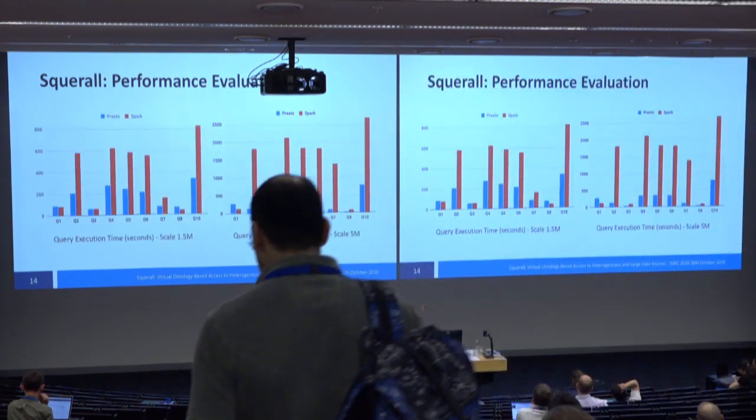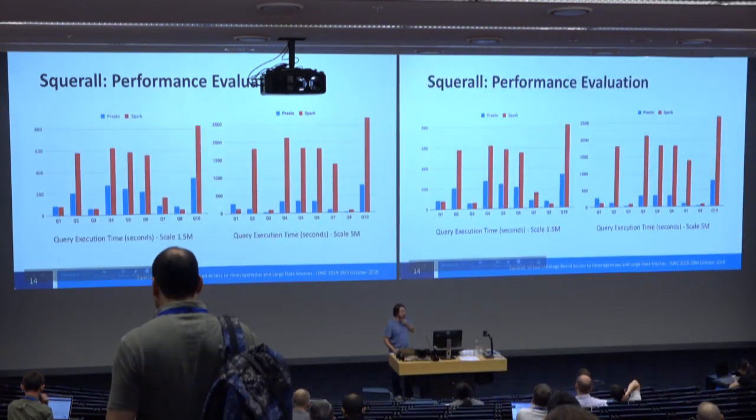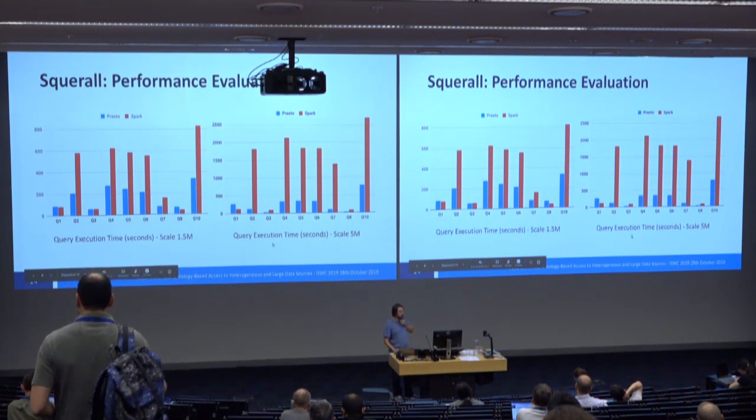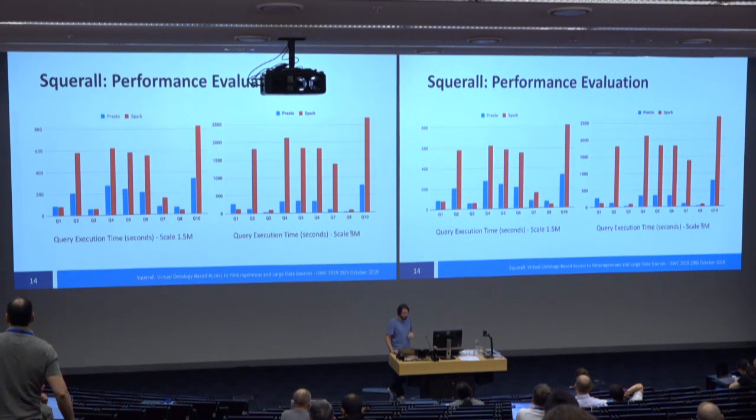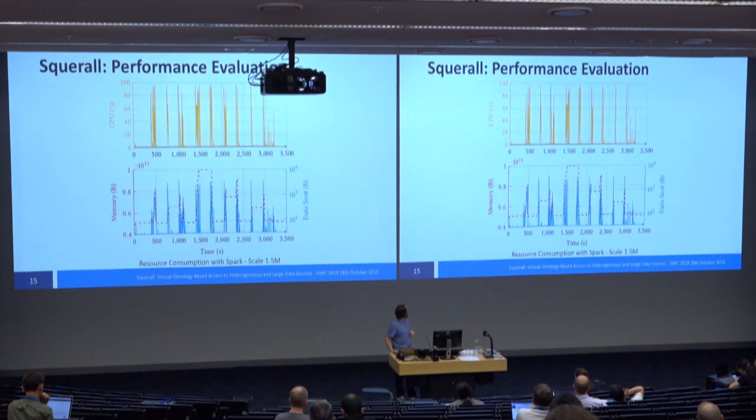Here are the results on other scales, so 1.7 million tuples or 5 million tuples. You can see that the shape, the way it is distributed, remains the same for the engine. And here are some additional results that you can see in the paper, based on some specific metrics that we have also looked at.